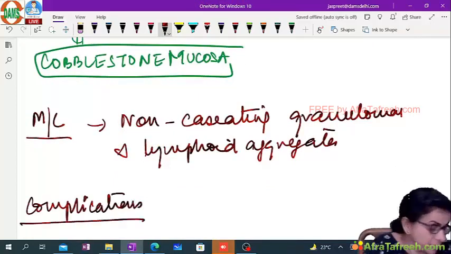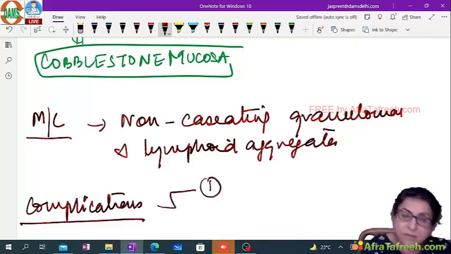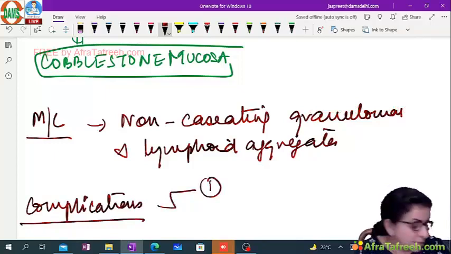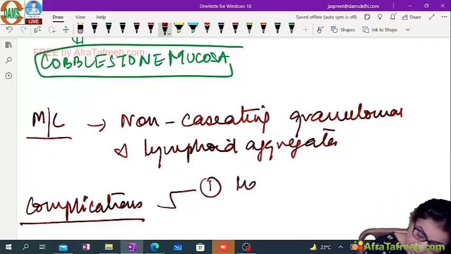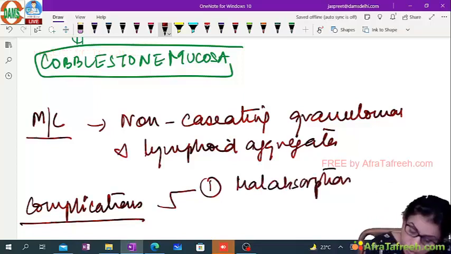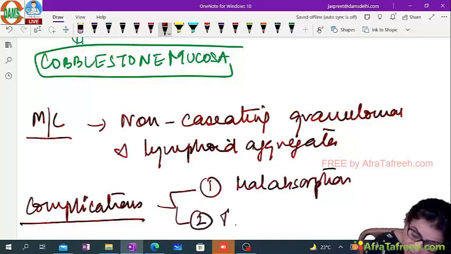Complications of Crohn's disease. Number one, since there is inflammation in the intestine, food will not get absorbed. So this leads to malabsorption. Two, increased risk of colorectal cancer.